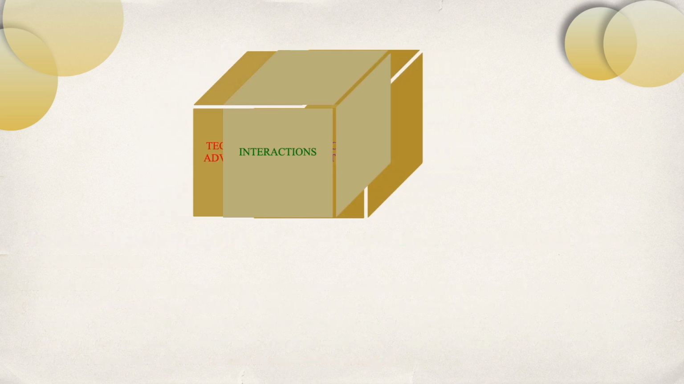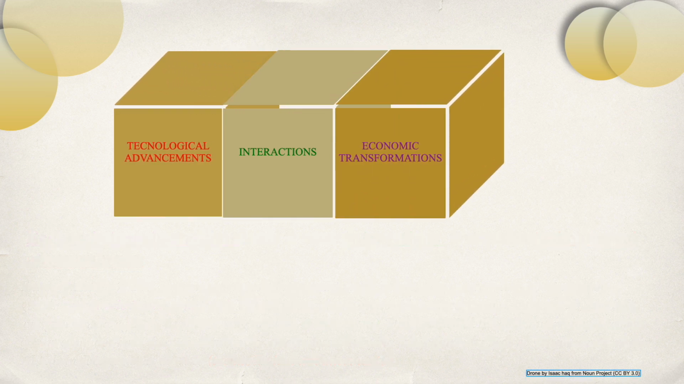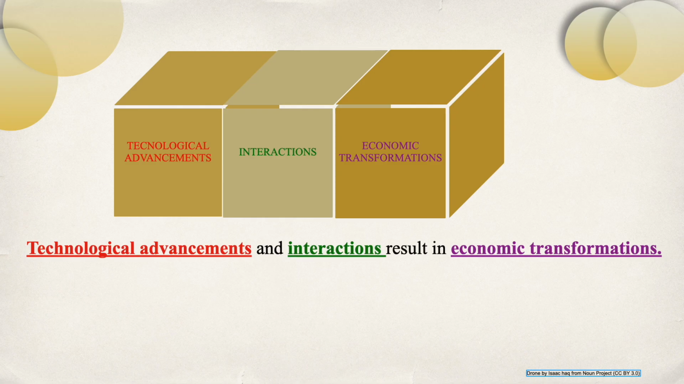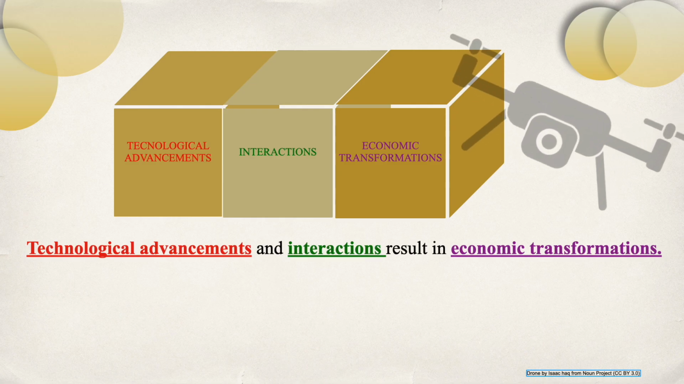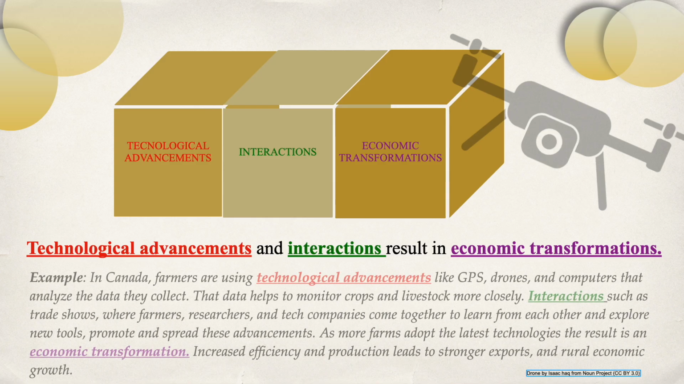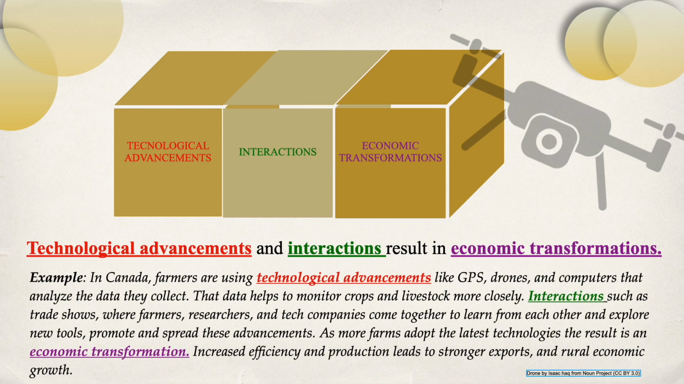In this new example, we might relate these concepts in a different way and recognize that technological advancements and interactions result in economic transformations. The same concepts continue to be related in a logical and meaningful order, but despite using the same concepts, a totally different understanding is created. We can find factual examples of that understanding as well. For instance, in Canada, farmers are using technological advancements like GPS, drones, and computers that analyze the data they collect. That data helps to monitor crops and livestock more closely.